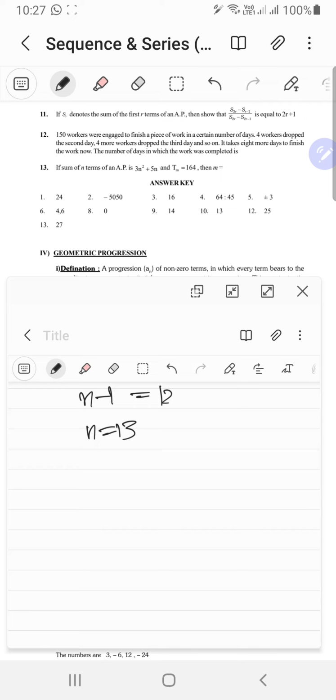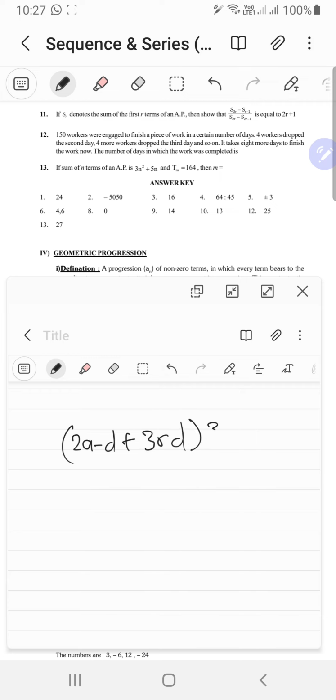S3R minus S(R minus 1) upon S2R minus S(2R minus 1) equals 2R plus 1. Oh, this is bad. I mean, you know what, just write this using the formula. So this will be 2A plus (3R minus 1)D. In fact, write this as (2A minus D plus 3RD) into 3R upon 2. That's S3R.